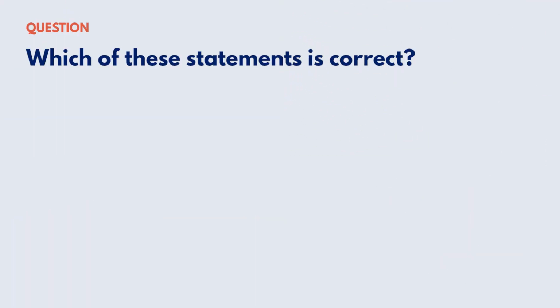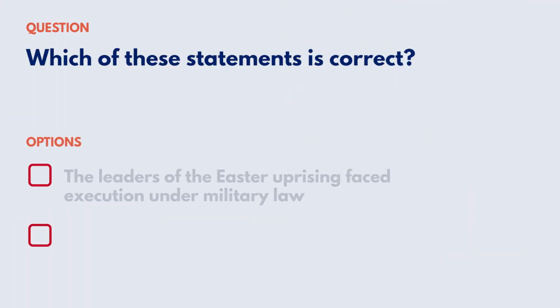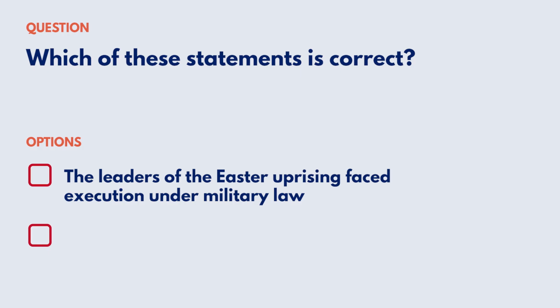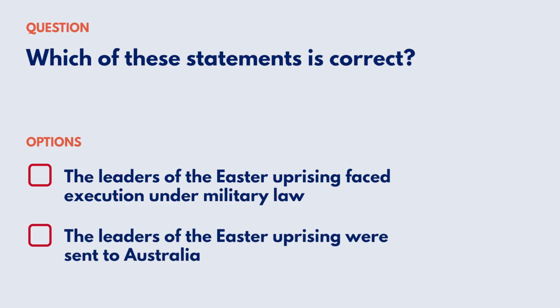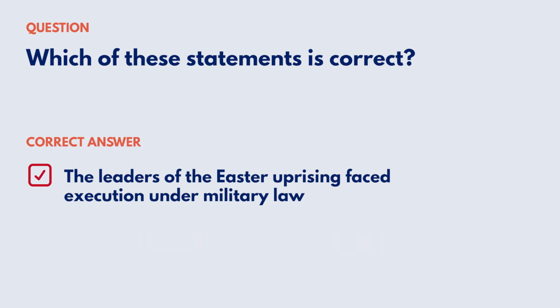Which of these statements is correct? The leaders of the Easter Uprising faced execution under military law. The leaders of the Easter Uprising were sent to Australia. Correct answer: the leaders of the Easter Uprising faced execution under military law.